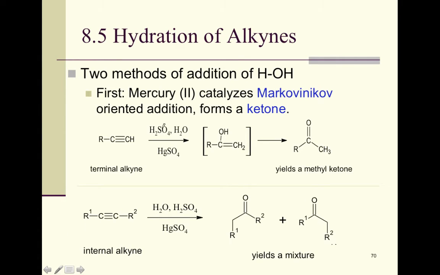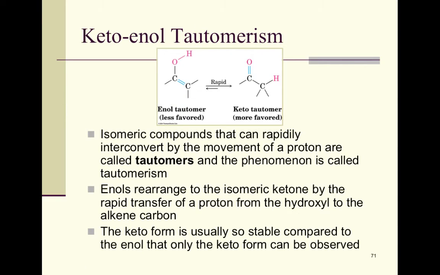Both of these reactions involve sulfuric acid, water, and our mercury 2 sulfate. Ketones are formed in both cases, and hydrogen goes to the side with more hydrogens in the intermediate. Then the ketone is formed. This is known as a methyl ketone because we specifically have a methyl group right here. So this is another functional group you'll want to learn, methyl ketone.